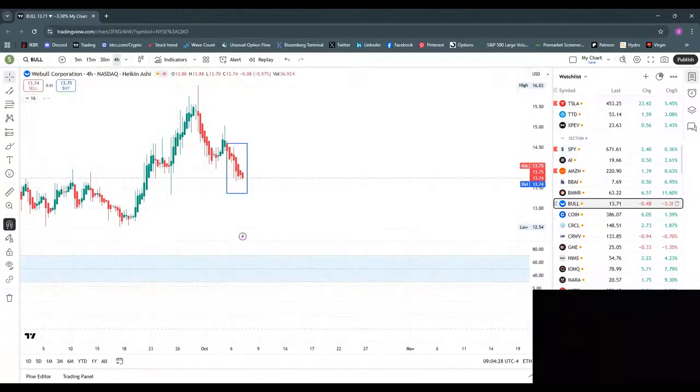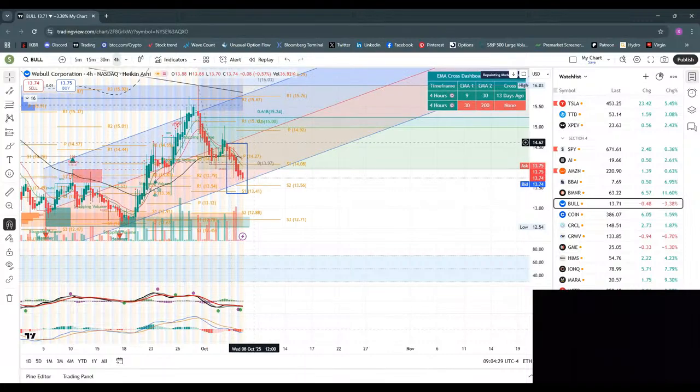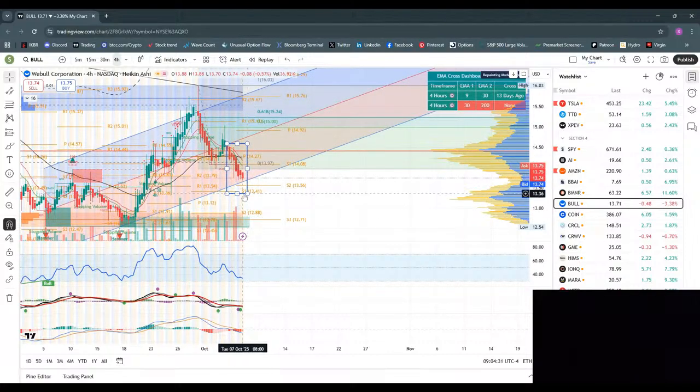Moving forward to bull, this is what we are looking at. We have this box drawn a few days back. Worst case right here, we have the limit order at 1340. We are waiting for the price to drop another 30 cents, which is approximately 2.5% now.